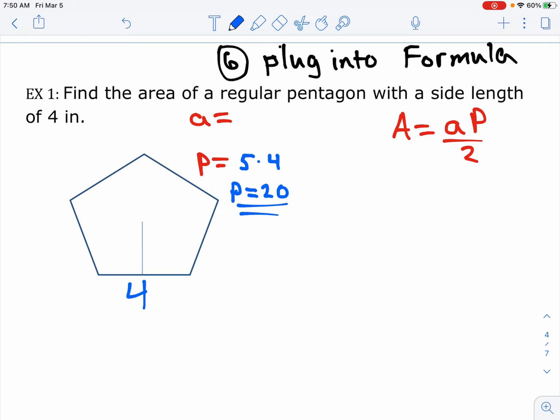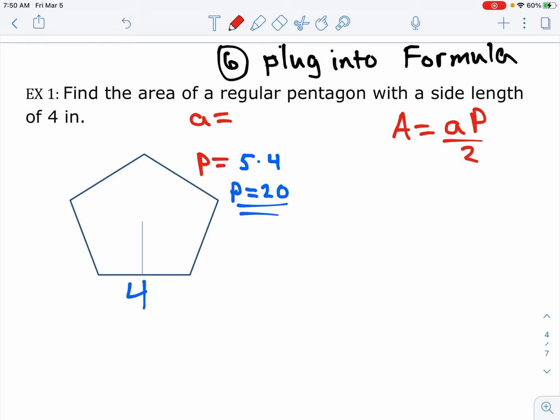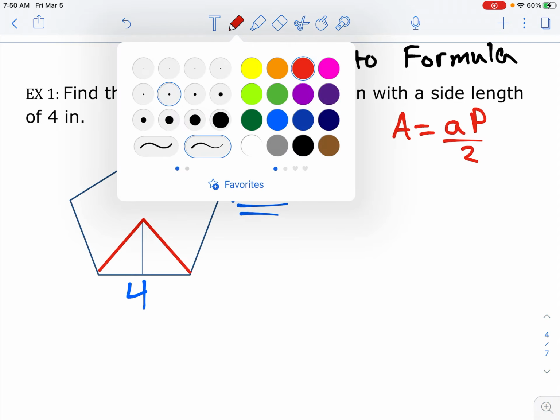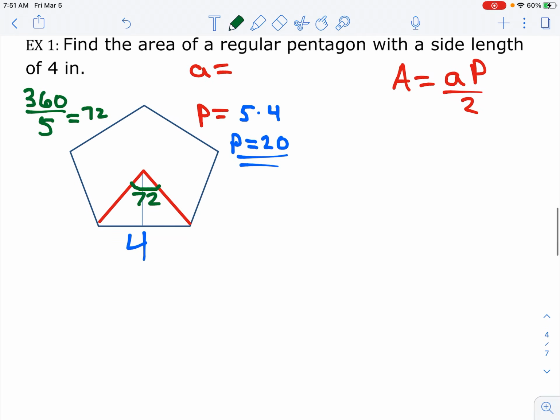We need to find the apothem, and here's where we're going to go through our steps. Step 1, form a triangle. All right, step 2, find the central angle right here. All right, and the way we're going to do that is we're going to take 360 divided by the number of sides. There's 5 sides. That tells me this angle in here is 72.